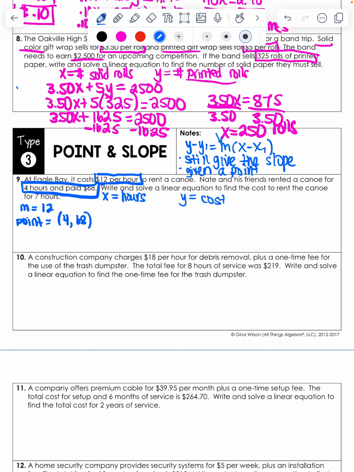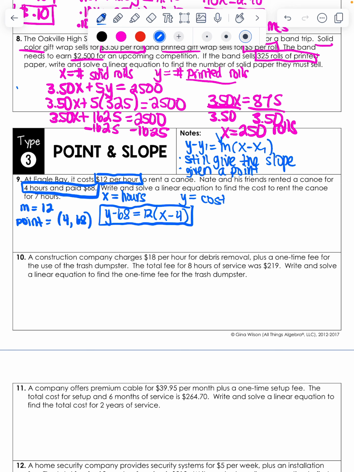And then we have our equation. We would just plug these numbers right into the formula, and we would have y minus 68 equals 12 times x minus 4. Now, point slope is a weird formula because it doesn't look like it's solved. It doesn't look like you can do anything with it, but this is the equation. This is exactly what we would need. And if a question says create an equation, there you have it. It's in point slope form, but that's fine.